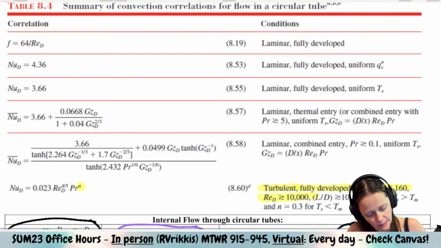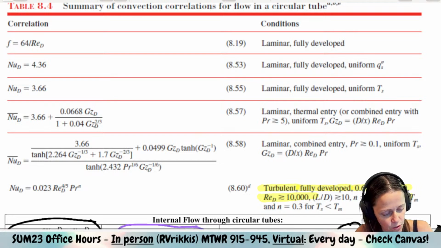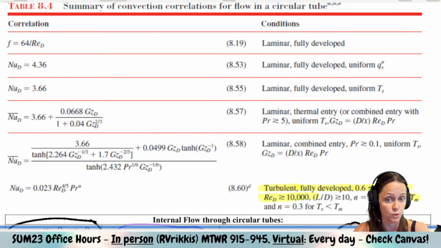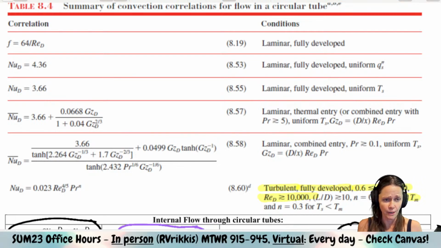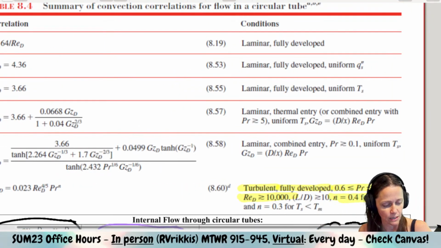You'll notice that there's this superscript, so Pr raised to some value n. That n depends on whether you're heating or cooling. If you're heating because your surface temperature is greater than your mean temperature, which is what we've got here, right? The surface temperature is 100 degrees, and the mean temperature is going from 25 to 75 degrees. So if this is the equation we're going to use, we'll use n equals 0.4. On the other hand, if we were cooling, we would use 0.3.